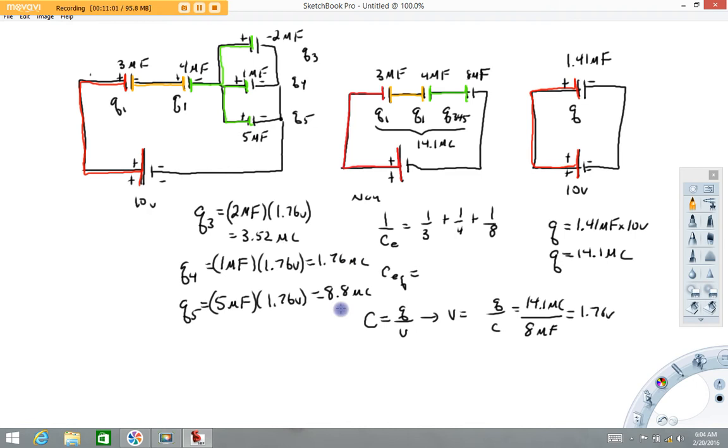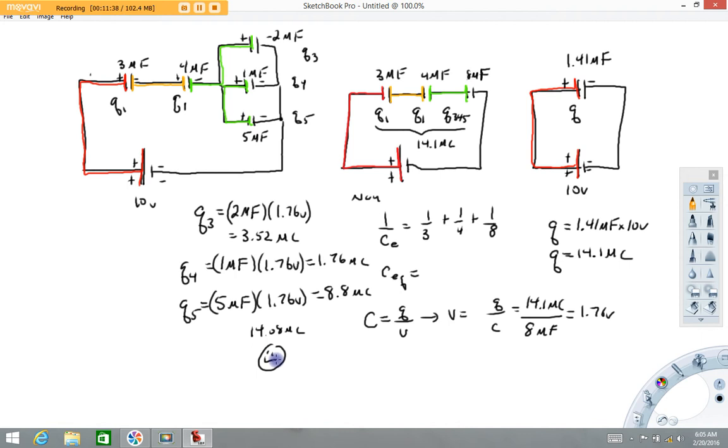So 3.52 plus 1.76 plus 8.8. Whoops, and for some reason my calculator gave me an error. Try that again. 3.52 plus 1.76 plus 8.8. I get 14.08 microcoulombs for the sum. And I look back over to here, Q345 was 14.1 microcoulombs, and that to 3 sig figs rounds to 14.1, so at that point we're happy. All right, so we move on.